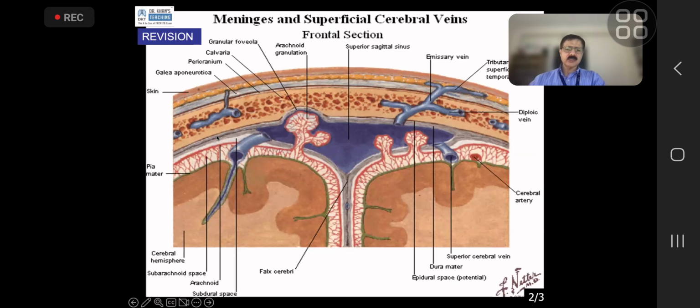So this is dura mater. Here, this white one is the arachnoid. The pia mater is adherent to the brain. Now, the arachnoid and pia are together known as leptomeninges, and the dura and arachnoid are known as pachymeninges.